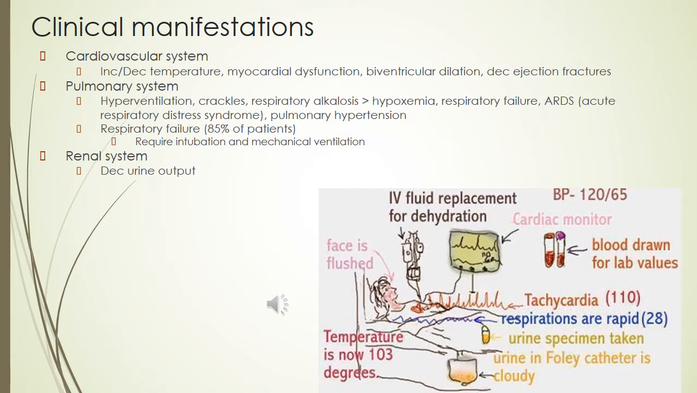Okay, on to clinical manifestations. The cardiovascular system is affected by decreased temperature, myocardial dysfunction, biventricular dilation, and decreased ejection fraction. The pulmonary system: hyperventilation, crackles, respiratory alkalosis, hypoxemia, respiratory failure, acute respiratory distress syndrome, and pulmonary hypertension. Respiratory failure happens in 85% of patients, and they may require intubation and mechanical ventilation. In the renal system, it causes a decreased urine output.